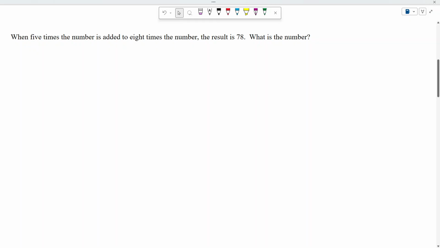Okay, so the next one is asking, when 5 times a number is added to 8 times the number, the result is 78. What is the number? So again, it's asking what is the number. Let's call that x again. And we can plug in the 78 right away, because it's saying the result is 78.